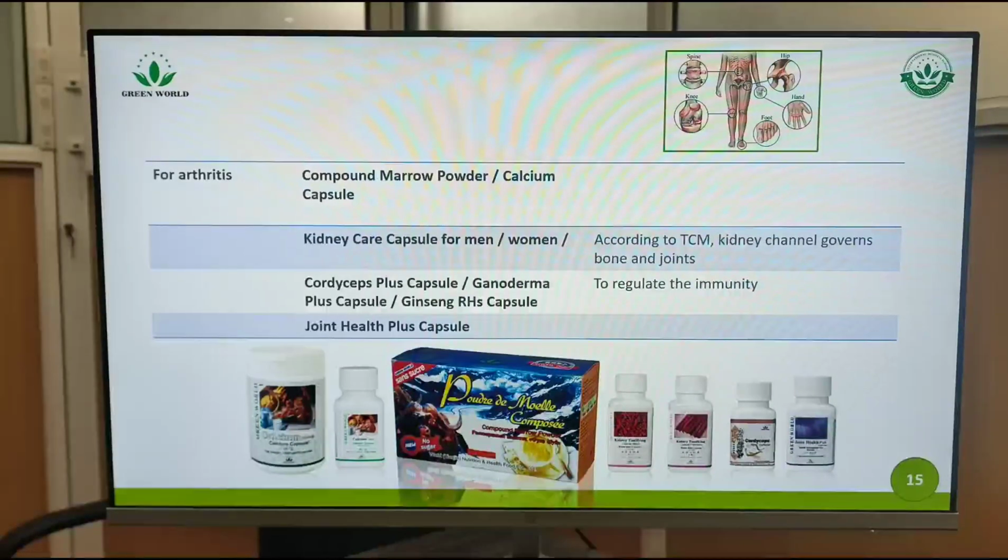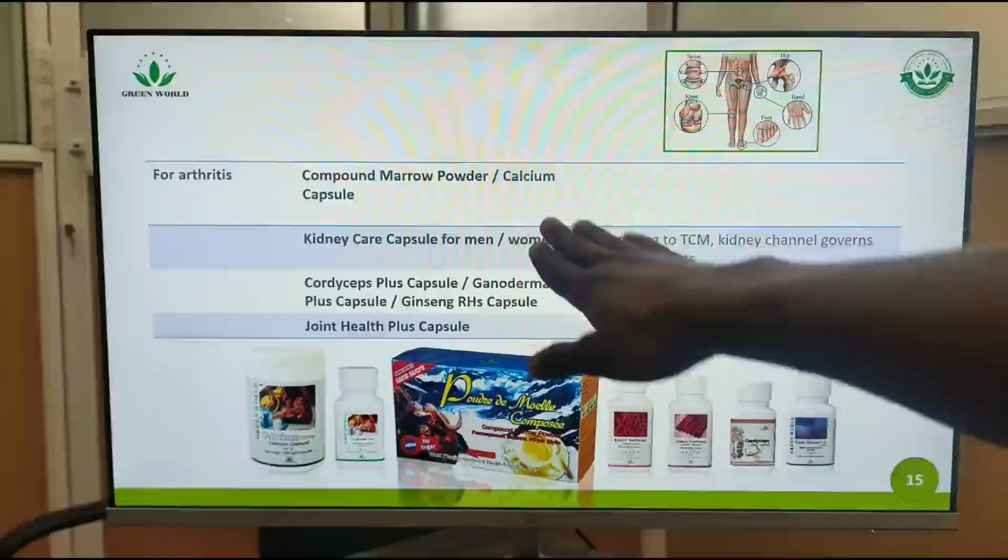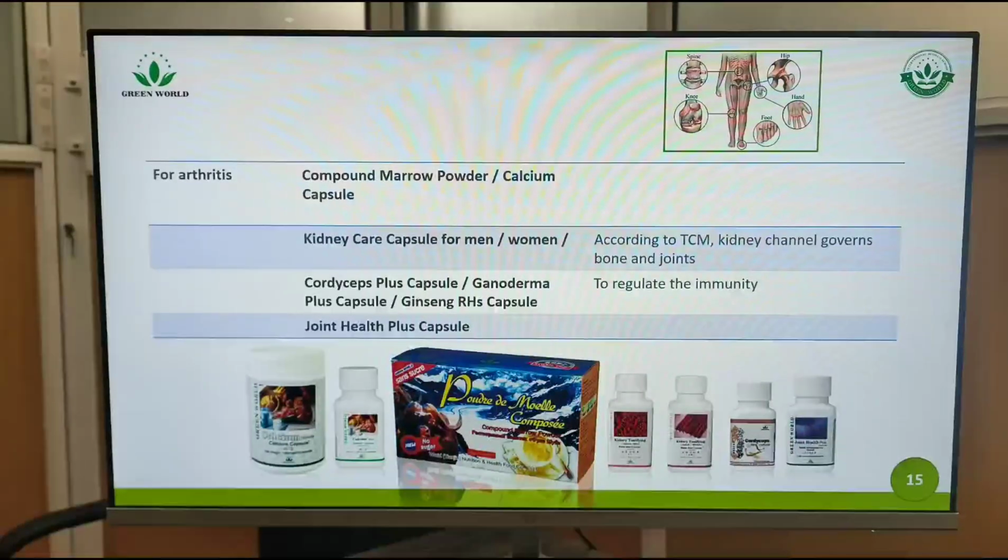Now the first one is compound marrow powder, and you also have calcium capsule. They provide necessary nutrition to bones and joints. Okay, so compound marrow and calcium. Their function is to make sure that they provide necessary nutrition. We are talking about deficiency, so that they can operate properly.